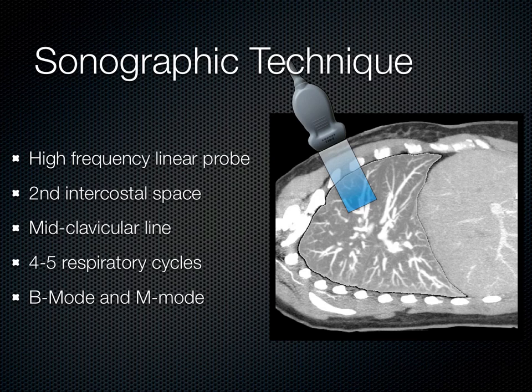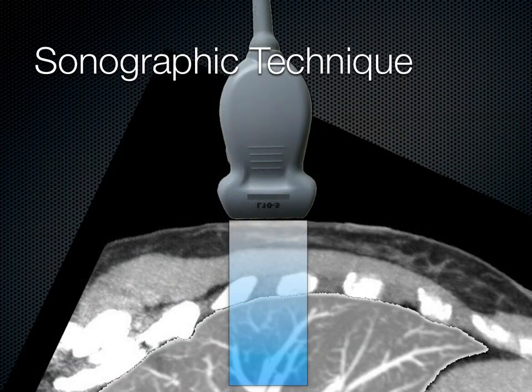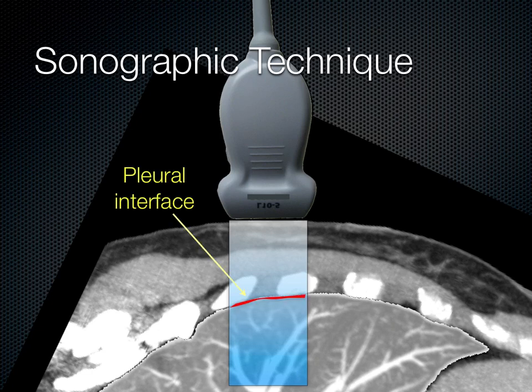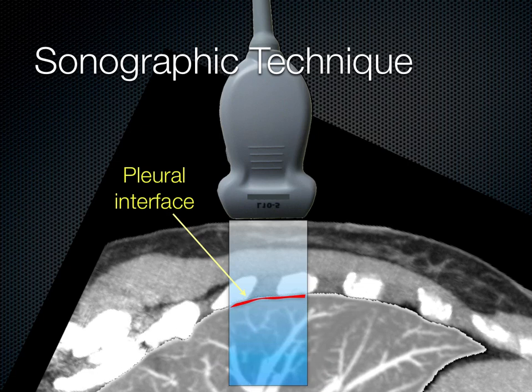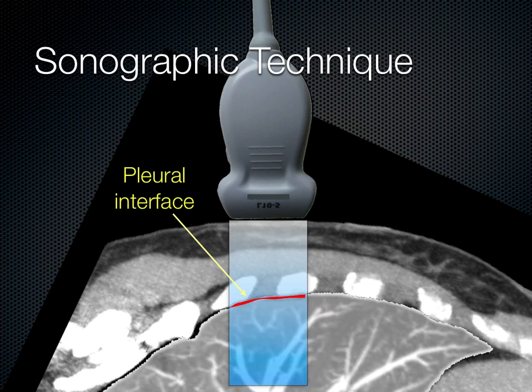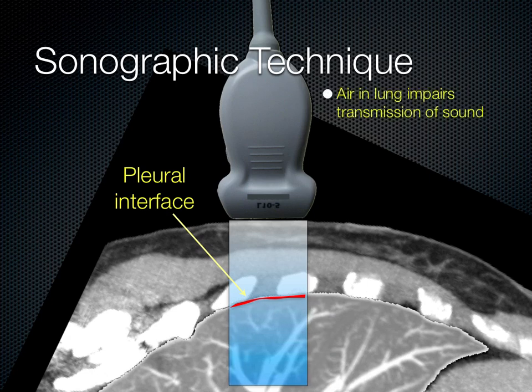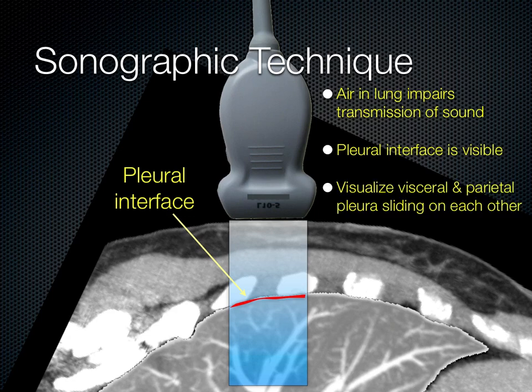If you use the second intercostal space mid-clavicular line and watch through several respiratory cycles, you will notice at this pleural interface that you'll be able to appreciate that sliding. It appears as ants marching or shimmering at that interface. The air in the lung beyond that interface impairs the transmission of sound, so unless the lung is fairly consolidated or full of fluid, you won't see the lung itself. You might see some A lines, you might see some B lines, but the pleural interface is very visible, and you can see that movement.